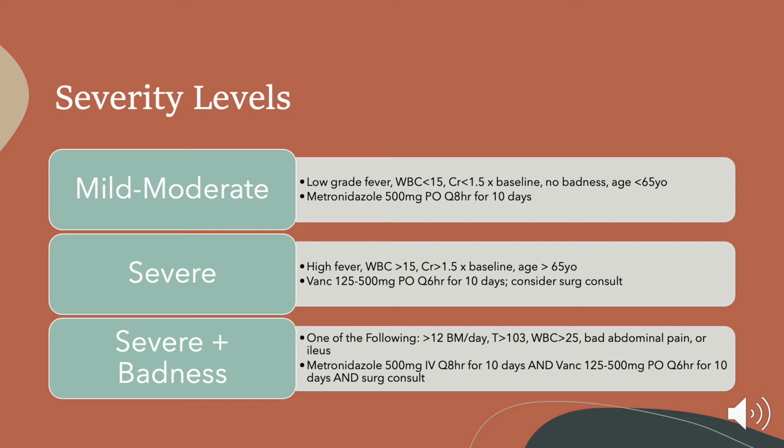If a patient ends up in the mild to moderate severity level, they're going to be treated with metronidazole 500 milligrams Q8 for about 10 days. If they end up in the severe category, they're going to get oral vanc every 6 hours for 10 days, and this is where you're going to want to start bringing other teams on board like a surgery consult. Finally, severe with complications means that you have concern for an intra-abdominal problem, surgery is probably on board, and you're going to be treating with metronidazole and vanc.